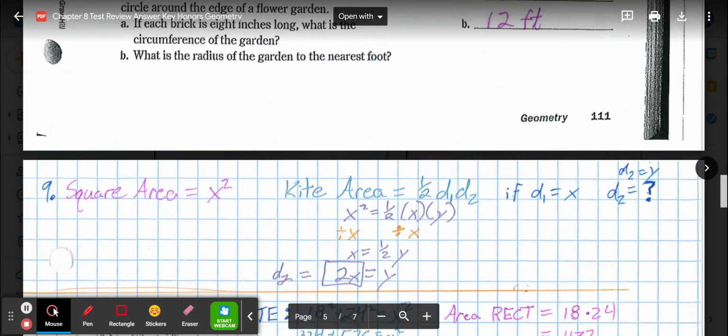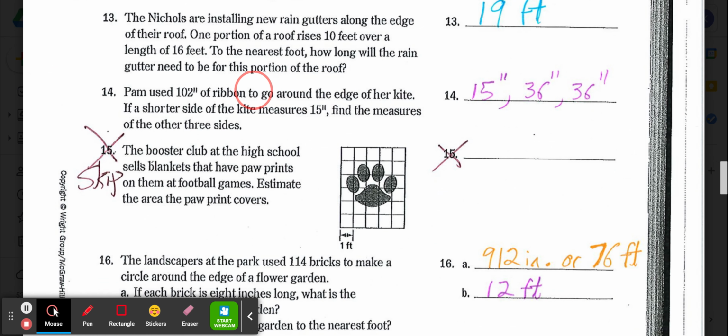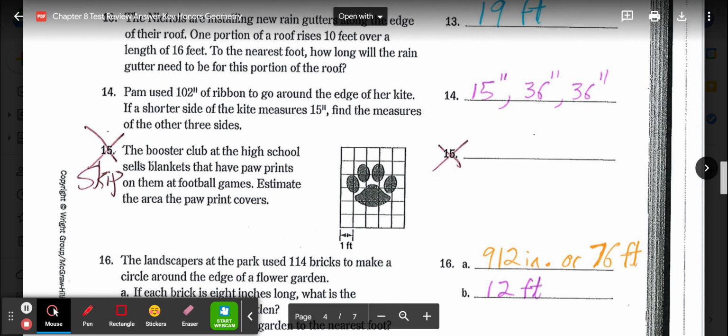And then 14, we're into another kite scenario. Pam's using 102 inches of ribbon to go around the edge of her kite. So we're thinking perimeter. The shorter side of the kite measured 15 inches. Find the measures of the other three sides. So they come out to be 15 inches, 36 inches, 36 inches.